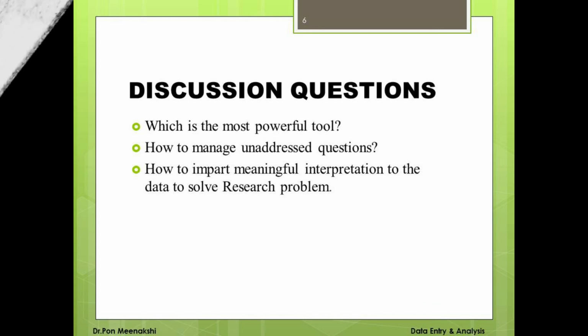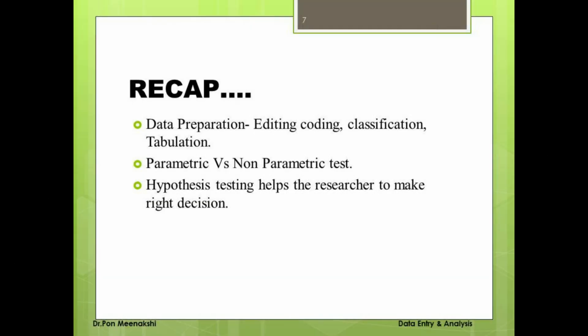Let me conclude this session with a small recap. Data preparation involves editing, coding, classification and tabulation. Editing is the process where we are addressing unaddressed questions and improperly and wrongly addressed questions. The second point is parametric and non-parametric. Parametric Z, T, F, ANOVA tests are more powerful, chances of error are less. Non-parametric test is less powerful compared to parametric. Better we go with parametric test.